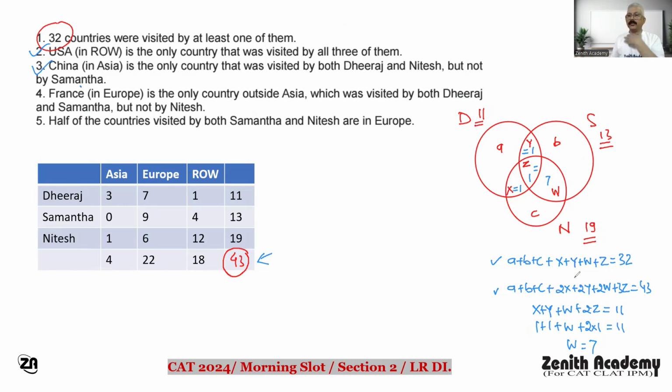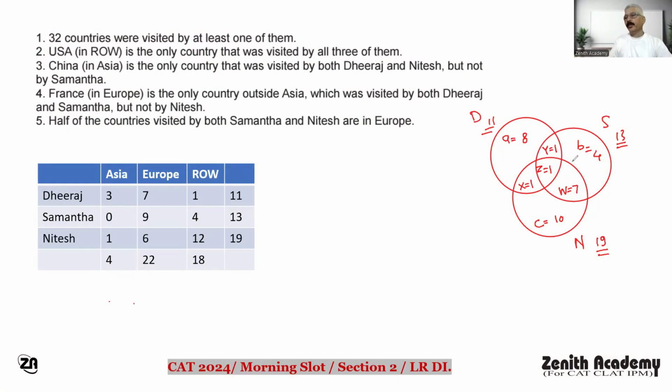So now I think it is easy to understand. When Dheeraj is visiting 11 places, here is 1 plus 1 plus 1, 3. So A is what? 8 cities, Dheeraj is going alone. For B, 7, 1, 8, 1, 9. So out of that, 4 cities where Samantha is going alone. And here 7, 8, 9. So it means 10 places Nitesh is going alone.